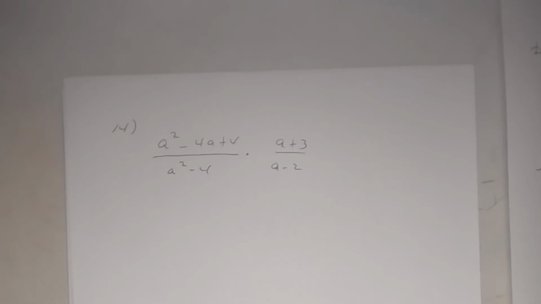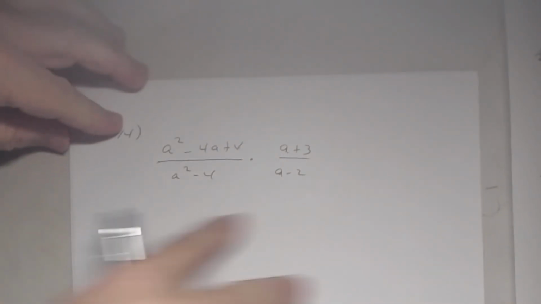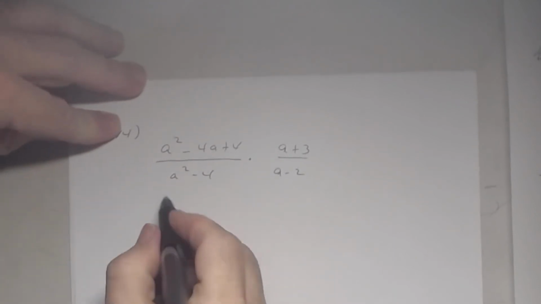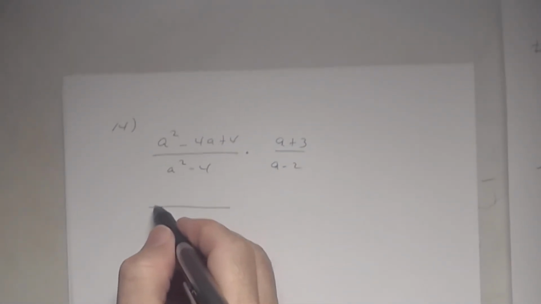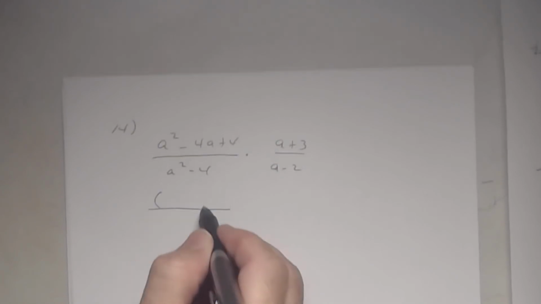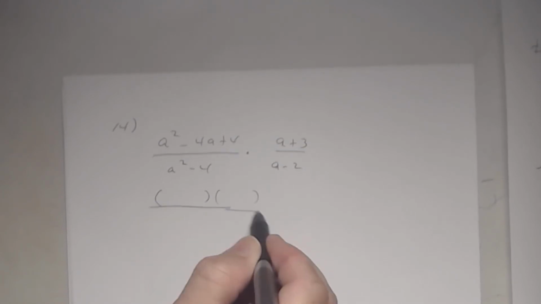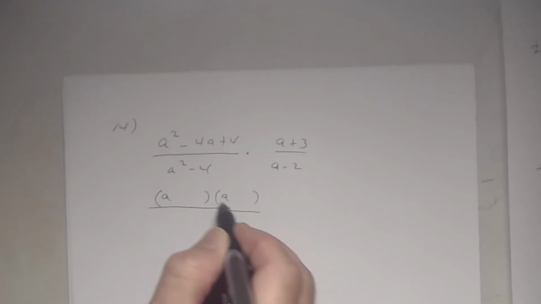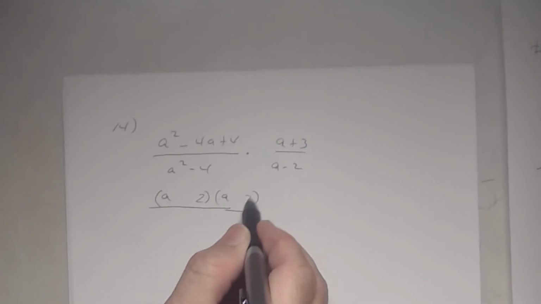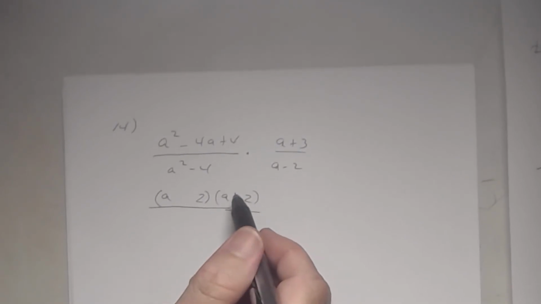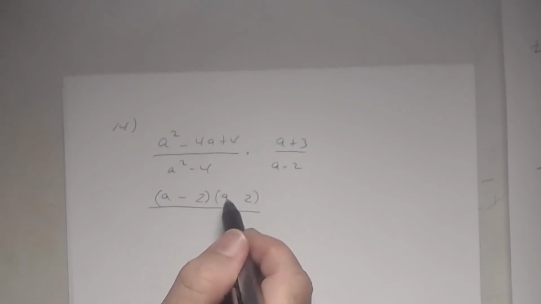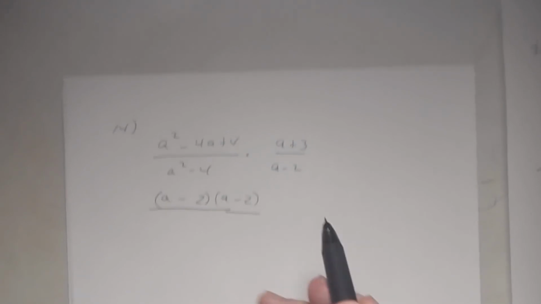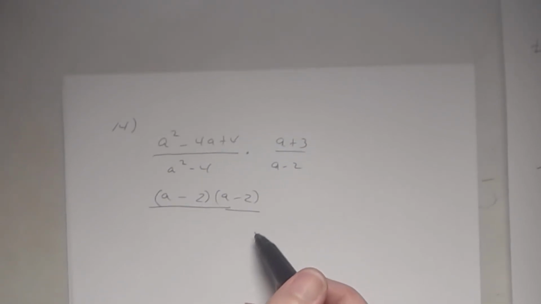All right. So the numerator, let me just go ahead and rewrite it here. How are you going to factor this? Two binomials, and you're going to have a in both of them. Both of them are going to be the same, so it's going to be negative, a minus 2, right?